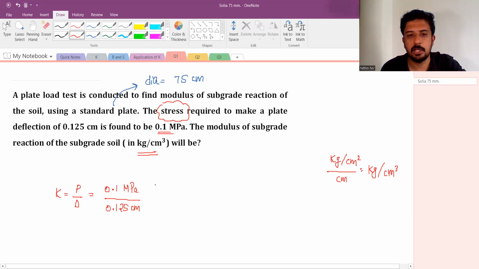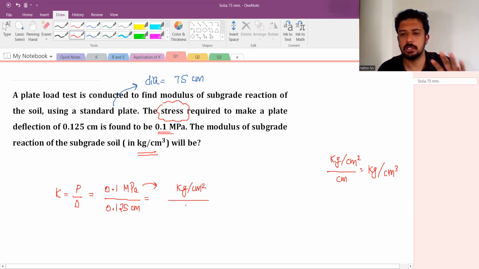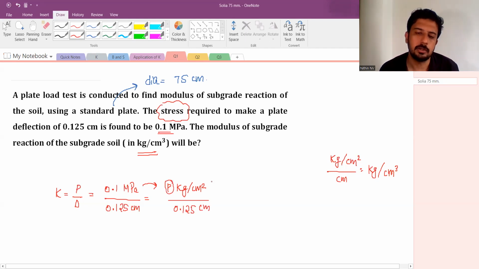So if they are asking the value in kg per centimeter cube, I need to convert this pressure into kilogram per centimeter square term. The deflection is already given in centimeter only, or else it's a standard value, even though they are not giving that value in the question and just mentioning standard deflection. Then also we know that it is 0.125 centimeter. Now this P value we need to convert into kg per centimeter square. That is the challenge here.